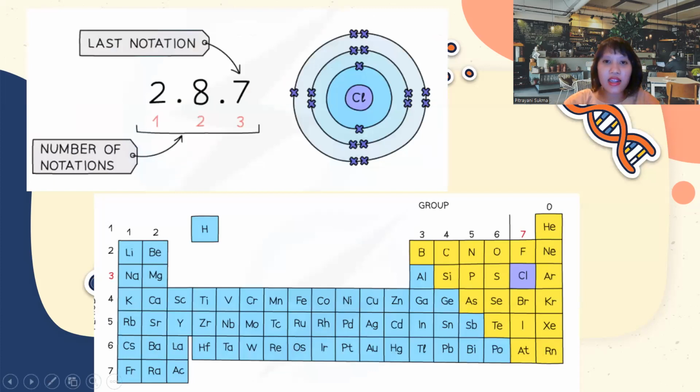Yeah, we can see this again. This is chlorine. The valence electrons in the last shell number 7, so it is in group 7. And it has 3 notations, so it is in period 3 of the periodic table.